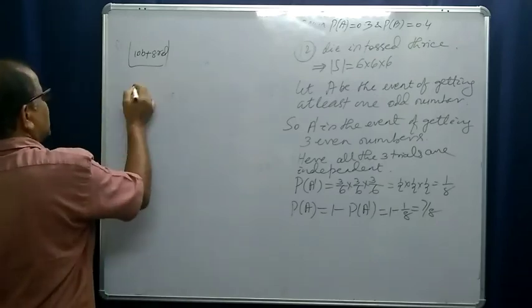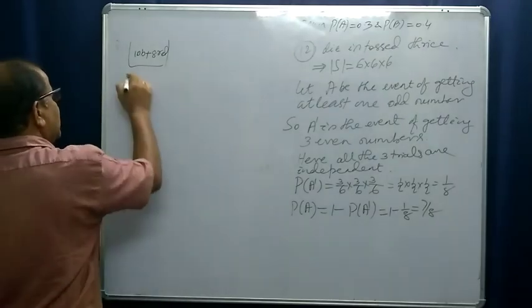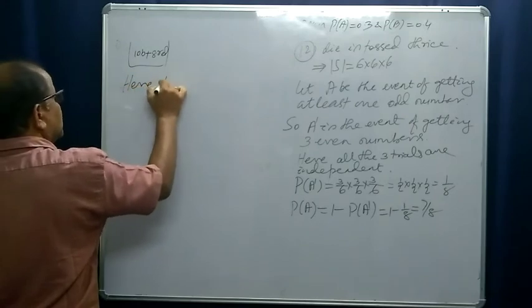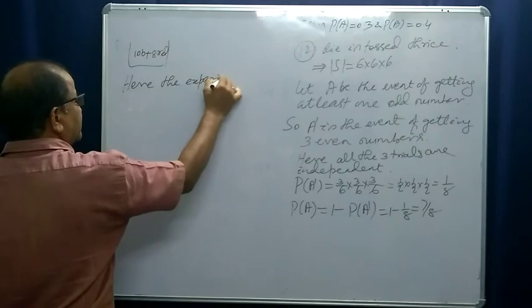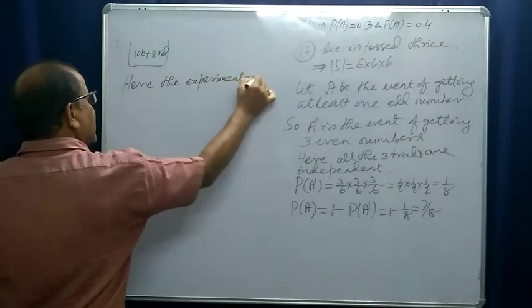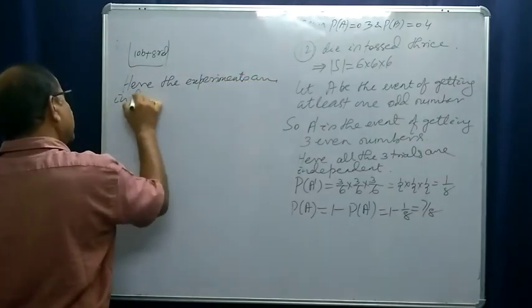Probability of first ball is red. You see, that means here the experiments are independent, right?